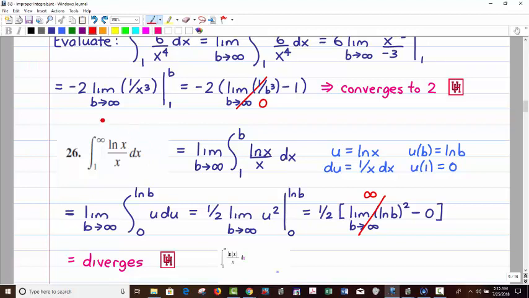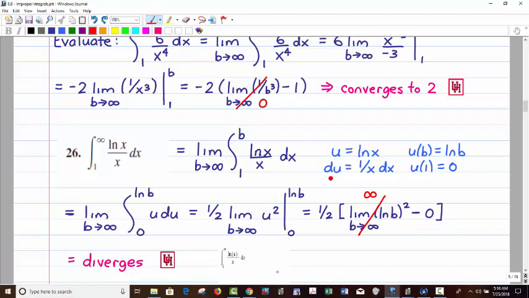Now this one, let's take a look at this example. So I rewrote it. The limit as b goes to infinity. I put the b in for the infinity. And this might look like integration by parts, but it is not. It would be if it was just natural log of x by itself, but it's not. Because if you let u be ln of x, the du of that is 1 over x dx. And that gives you your x on the bottom right there. So that x on the bottom, in other words 1 over x dx, that is du.